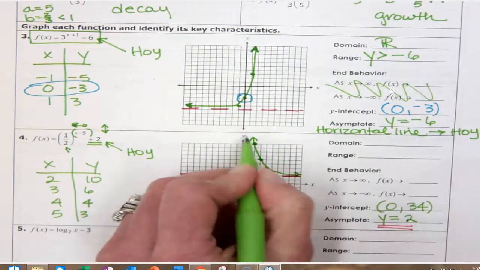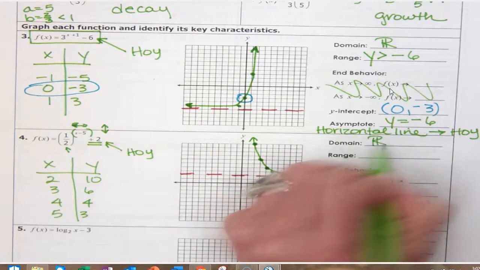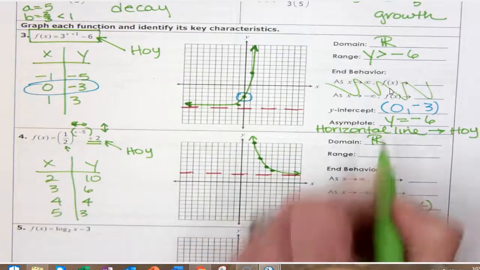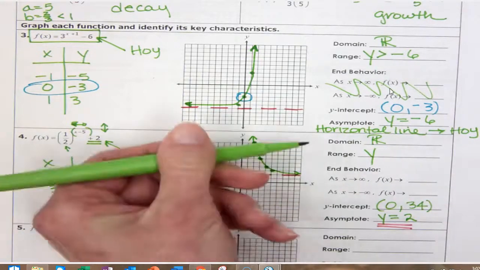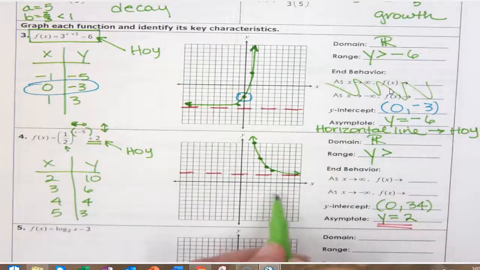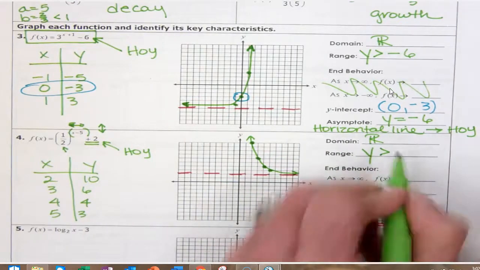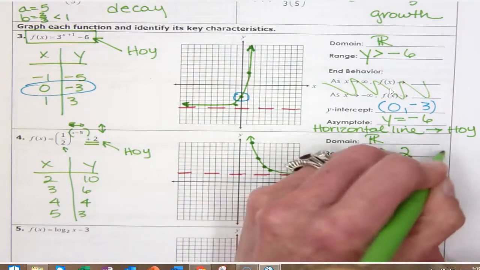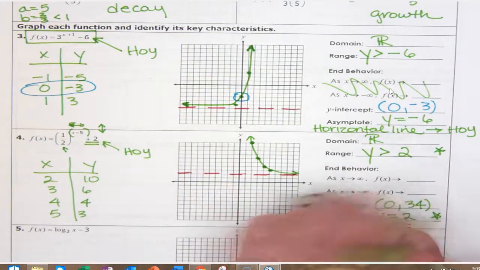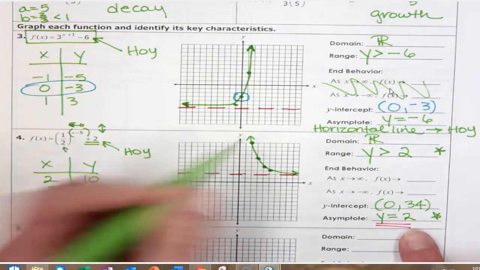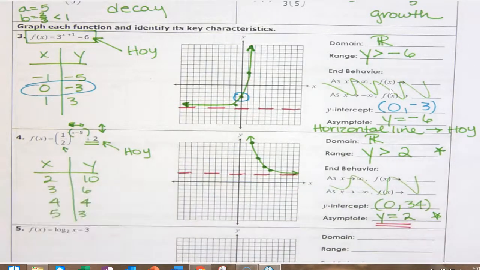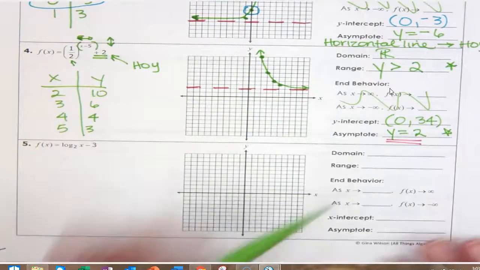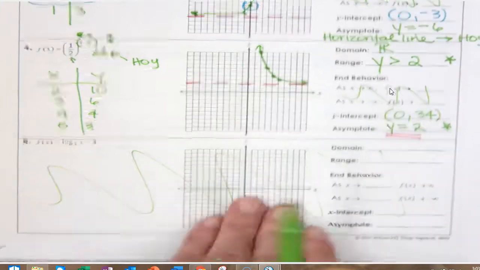My domain, arrows going in both directions of the x values, all real numbers. My range, the graph is above, greater than, whatever the asymptote is, 2. These are related. And then I don't have to worry about that. Alright. Now, we did not go over graphing logs, so don't worry about that one.